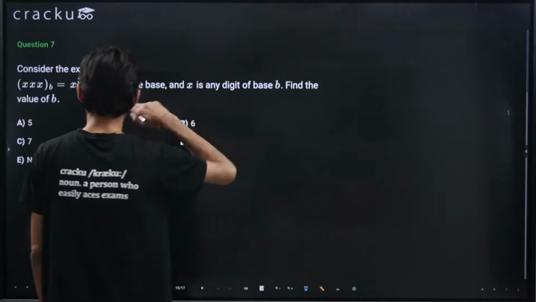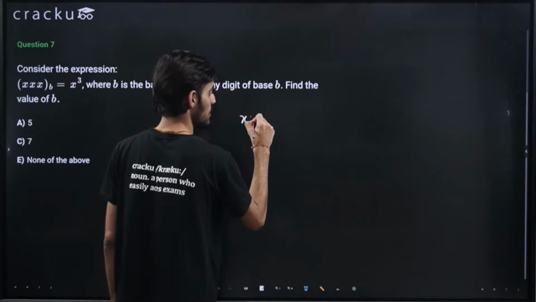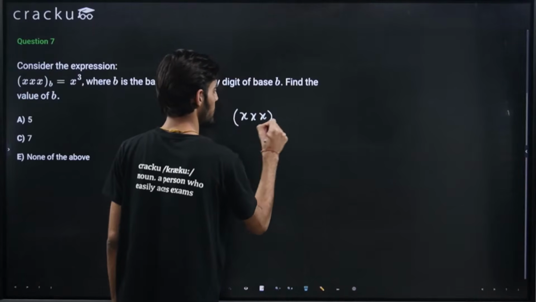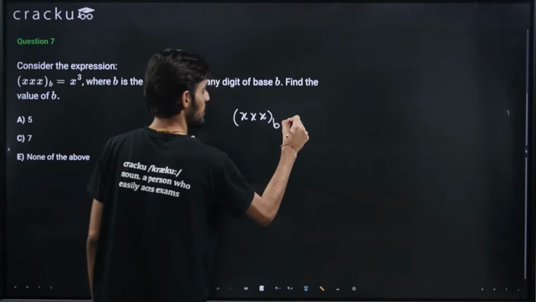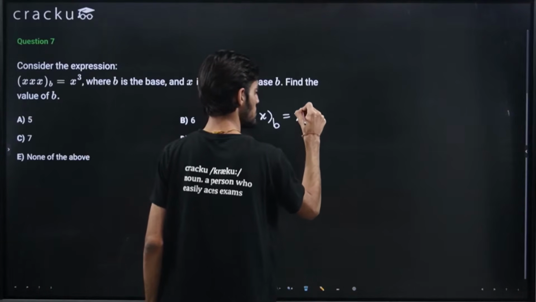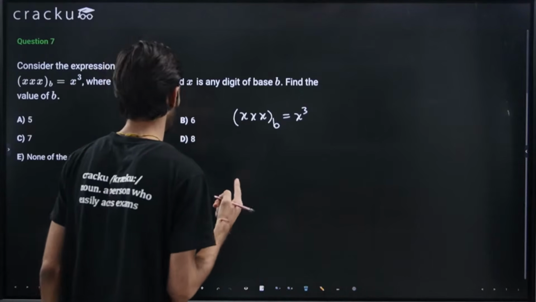Okay. So we are given that x is written 3 times. That is, this is the number, written in base b, and this is equal to x cube. So we need to find the value of b.